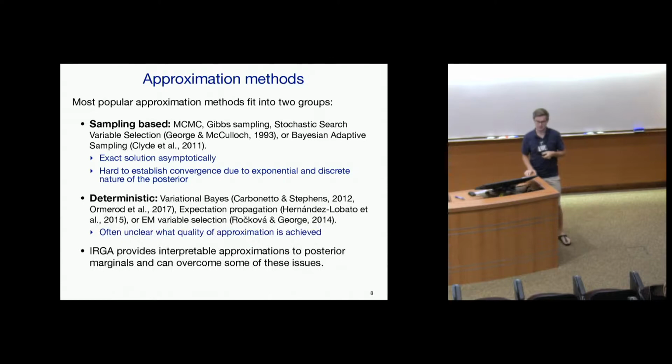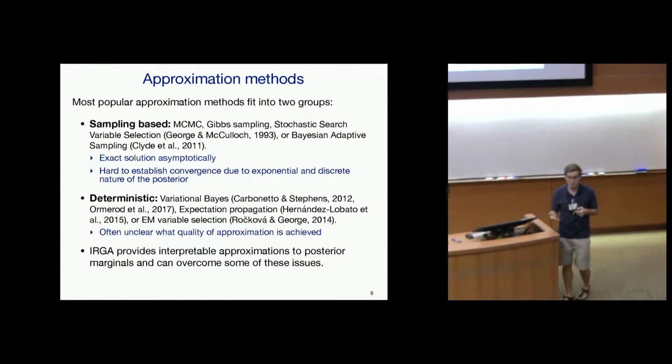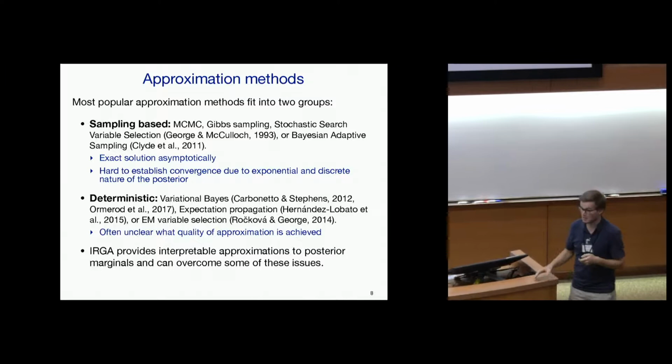And so there are some older methods. Stochastic search variable selection is basically just straightforward Gibbs sampling on the Bayesian variable selection problem from 1993. But since then, people have tried to improve on this. For instance, there's something called Bayesian adaptive sampling that makes smarter use of the structure in the model to speed up the sampling.